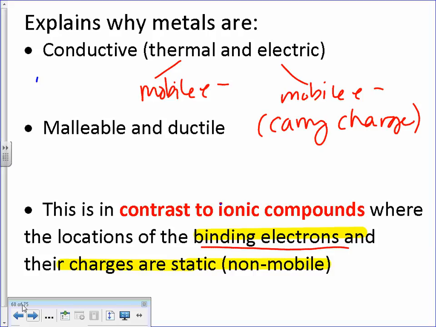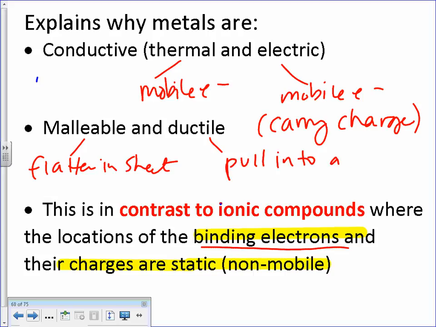Okay, malleable and ductile. What does it mean to be malleable? Shout it out. Squish. Flatten into a sheet. Let's be specific here. Flatten into a sheet. And ductility means what? Okay, so we can pull into a wire.